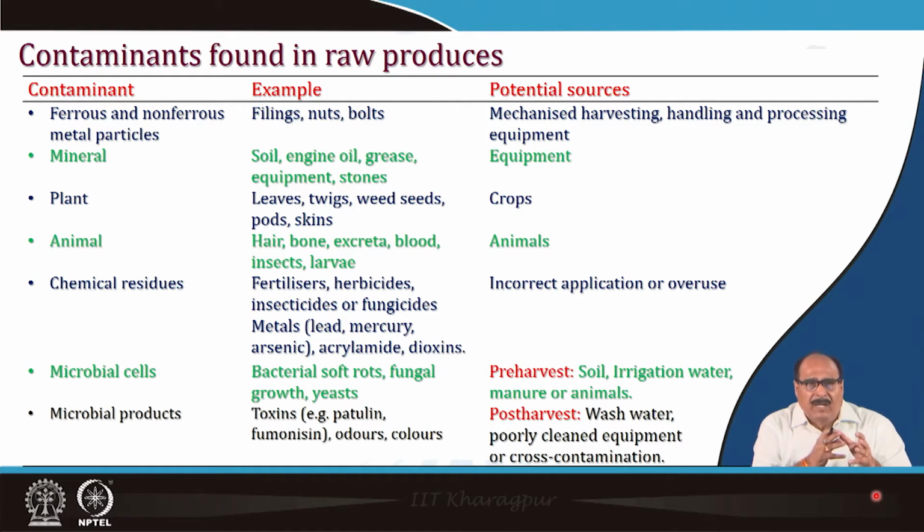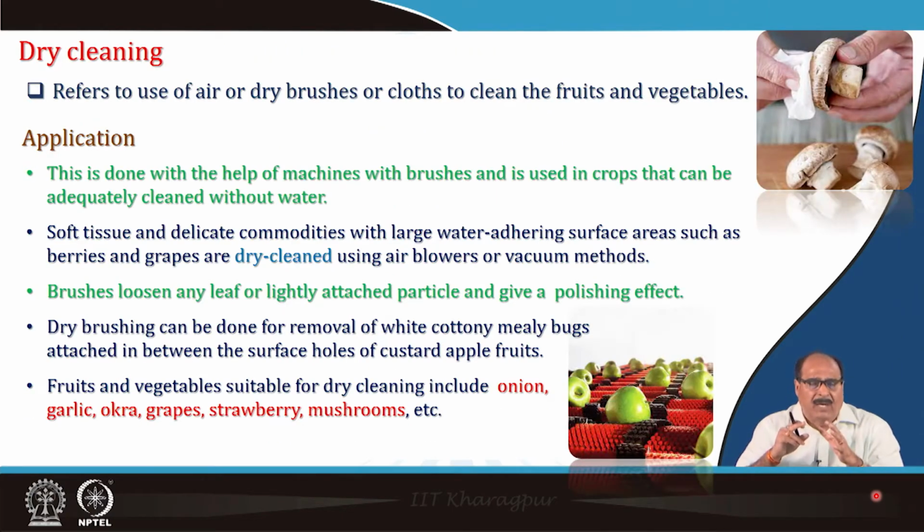So, these microbial cells as well as microbial products may come in the pre-harvest stage, from soil, irrigation water, manure or other animals which may come into the field. In the post-harvest stage, they may come from various wash waters, poorly cleaned equipment or cross contamination. So, the net result is that, due to one reason or another, the raw produce may contain a lot of various types of impurities, and this makes it very important to clean it.